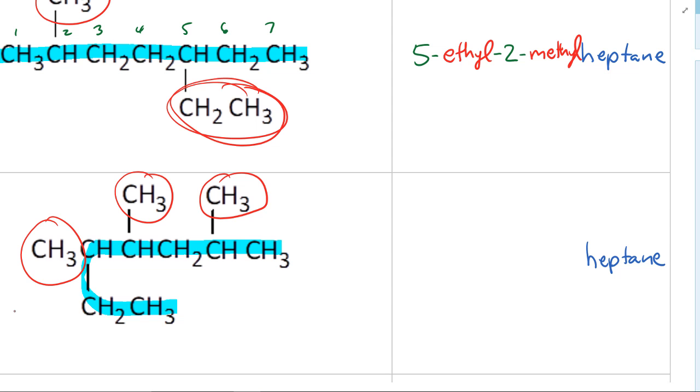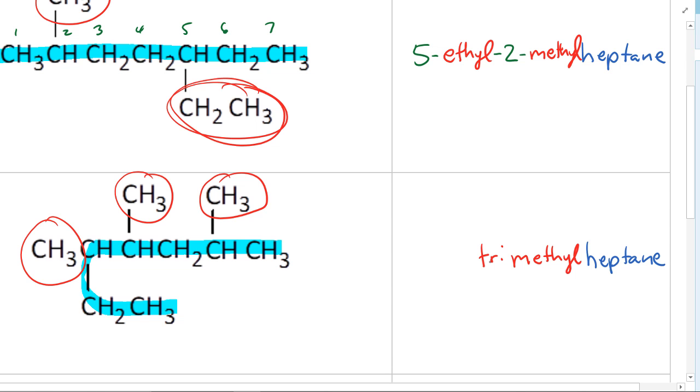If we look at these now, are all of these branches, are all of these alkyl groups the same? They are. Not only are they the same, they all have one carbon atom, and a one carbon atom branch is called a methyl group. So these are all methyl groups, and since we have 3 methyl groups, what do we call it? Trimethyl. Exactly, this would be trimethyl.